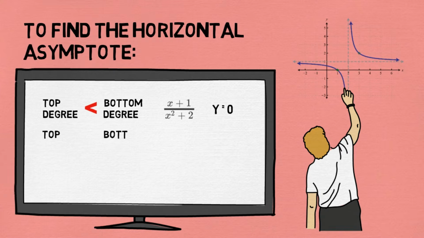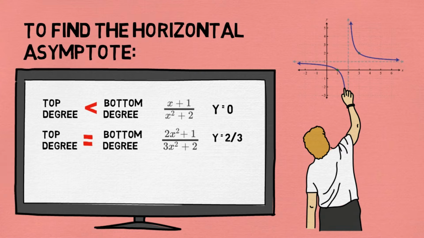If the top and bottom degree are the same, for example, 2x squared plus 1 over 3x squared plus 2, we can see that the upper and lower degree are just the same. What you will do is disregard anything beside those terms in the top and bottom, then divide or simplify it. The answer will be 2 over 3.